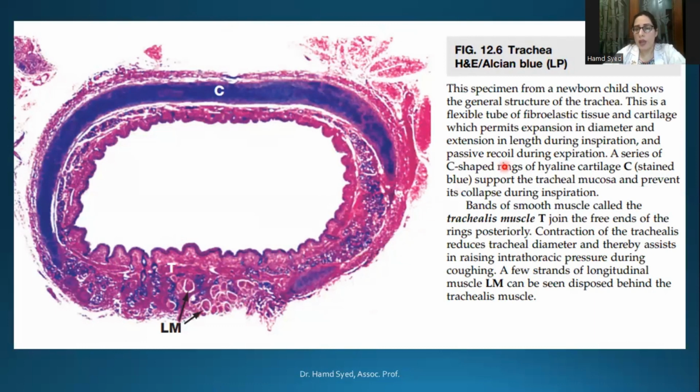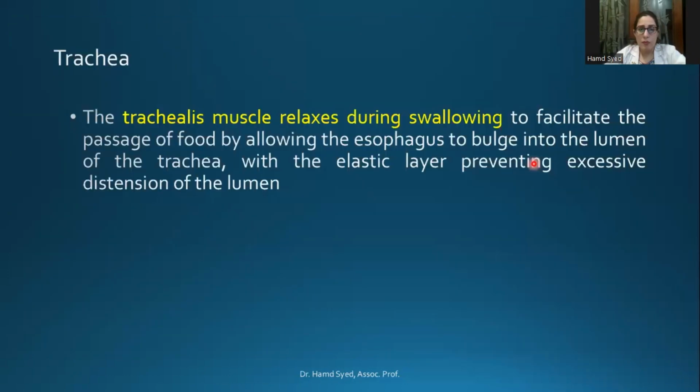So remember that this is a flexible tube. The trachea consists of fibroelastic tissue and cartilage, and this permits the expansion in diameter and extension in length of the trachea during inspiration, and passive recoil which takes place during expiration.